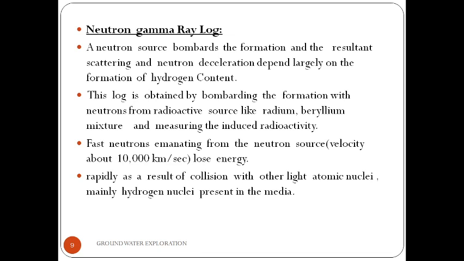Neutron gamma ray log. A neutron source bombards the formation and the resultant scattering and neutron deceleration depends largely on the formation's hydrogen content. This log is obtained by bombarding the formation with neutrons from a radioactive source like a radium beryllium mixture and measuring the induced radioactivity. Fast neutrons emanating from the neutron source lose energy rapidly as a result of collision with other light atomic nuclei, mainly hydrogen nuclei present in the media.